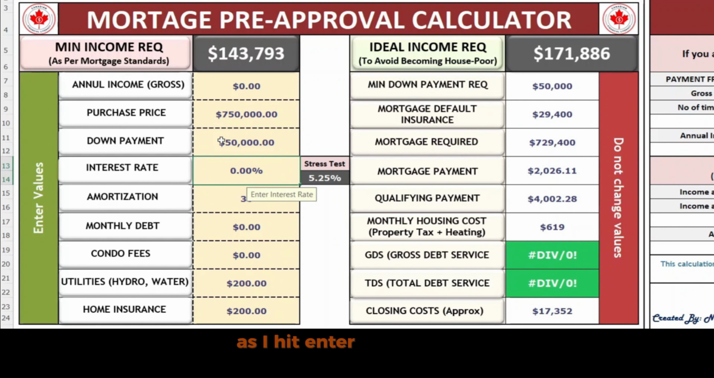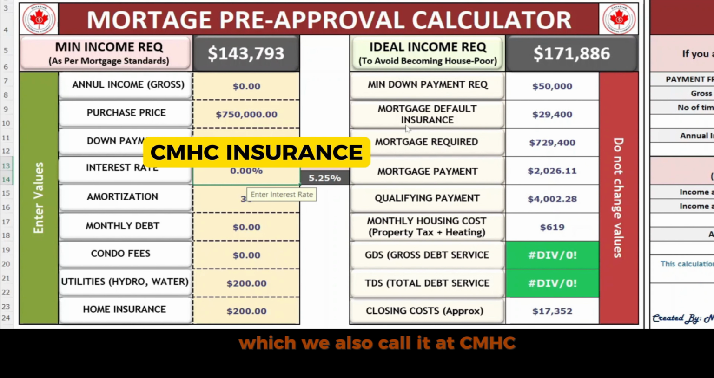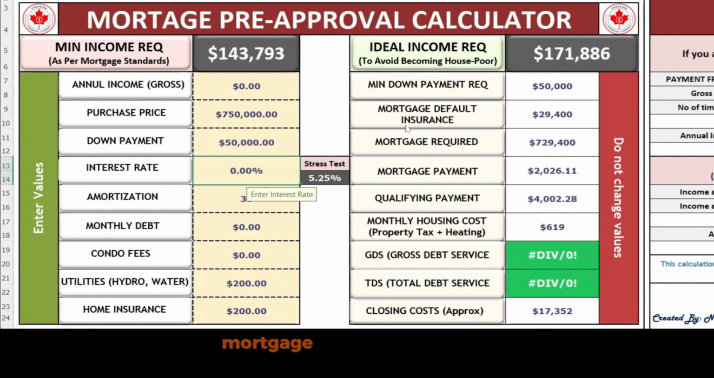As I hit enter, now on the right hand side, you can see that this calculator has done some further calculations for you. What the next calculation it has done is mortgage default insurance, which we also call CMHC Insurance. When your down payment is less than 20%, you need to pay for an insurance premium. This insurance premium gets added to your mortgage required.